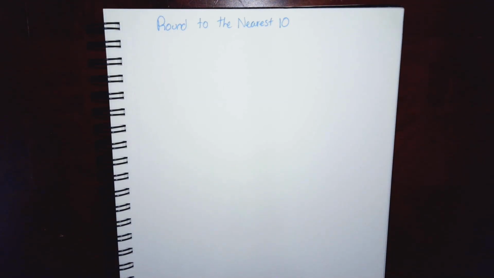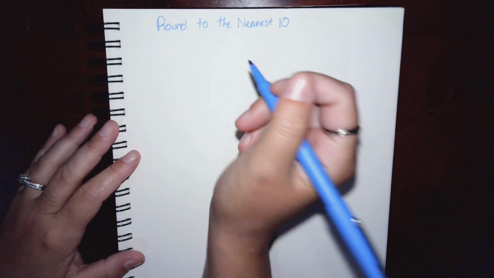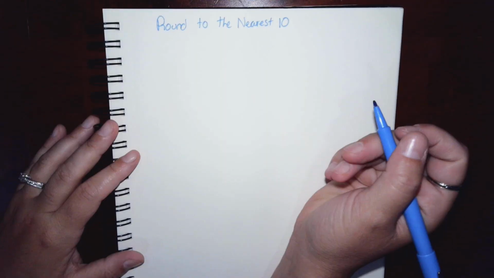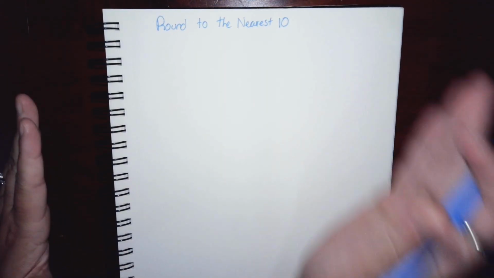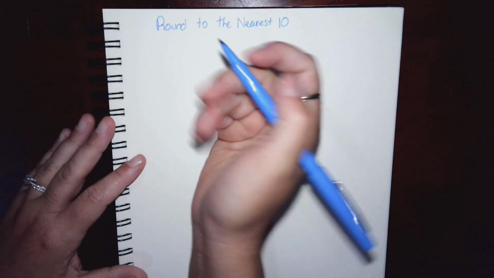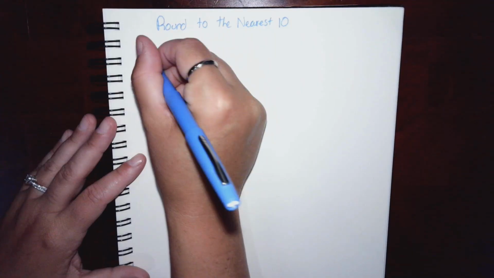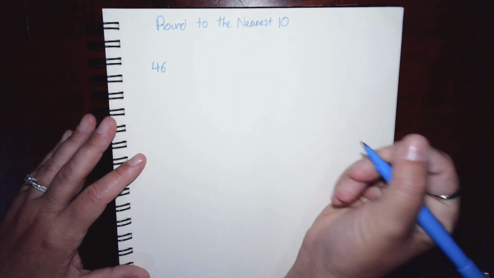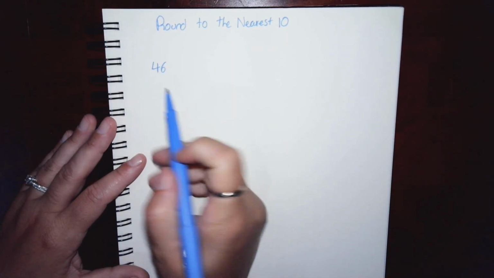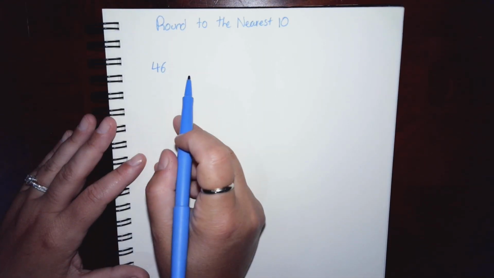In this lesson, we are going to practice rounding to the nearest 10. So, when we're looking at rounding numbers to the nearest 10, we want to know which decade a number is closest to. So if I'm looking at the number 46, I want to know, is that closest to 40 or is that closest to 50?